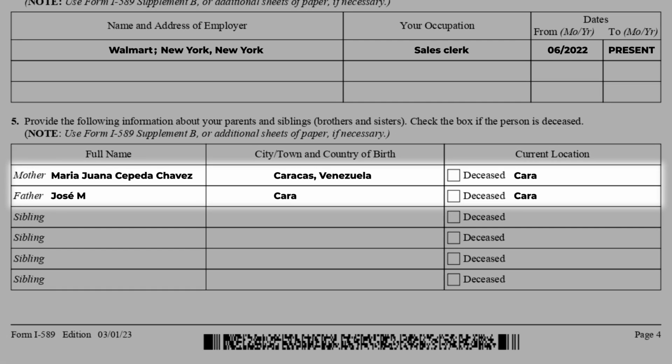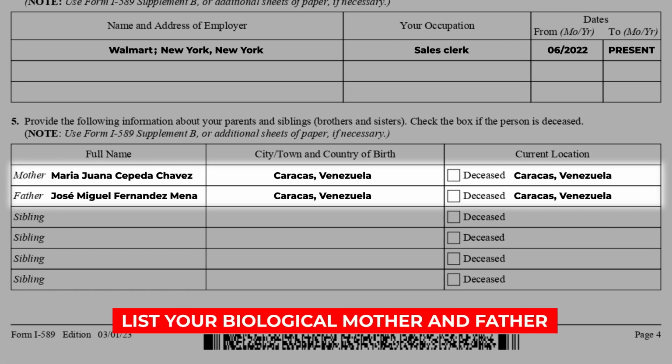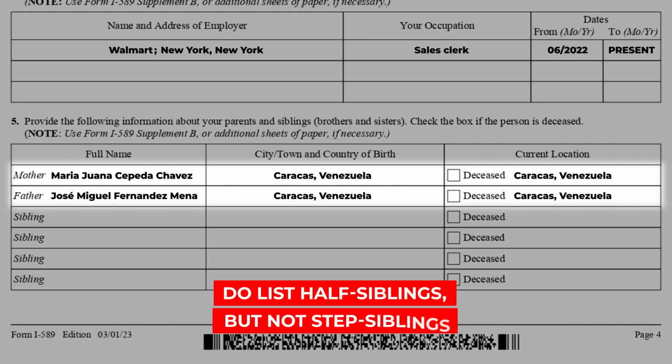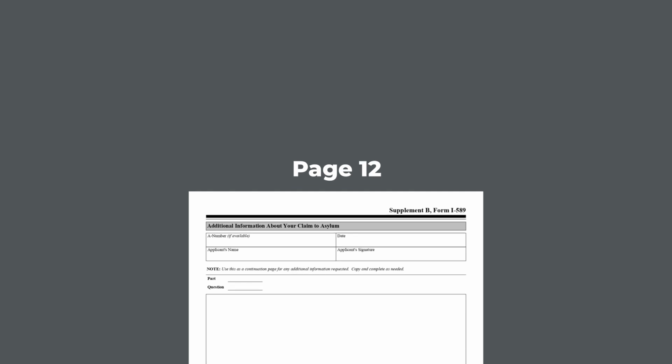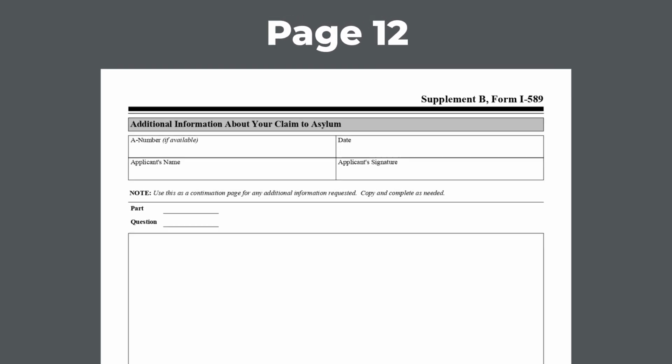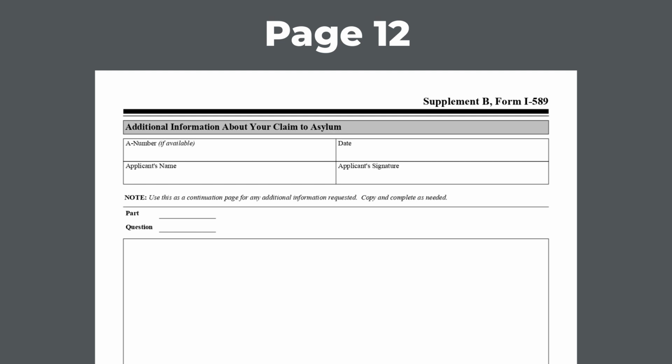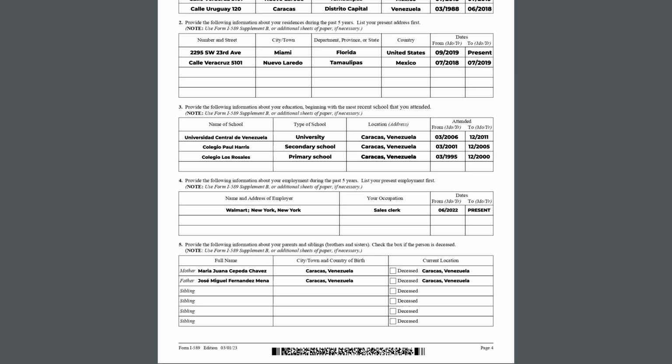A couple more notes. I think you should list your biological mother and father here, even if you don't know one or both of them, and even if you were adopted or raised by someone else whom you consider to be your parent. I do recommend that you list half-siblings, which is a sibling who shares one, but not both, of the same parents with you. I do not, however, think it's necessary to list step-siblings, which is someone who became part of your family through the marriage of one of their parents to one of your parents. Finally, note that there are only 4 lines here for your siblings. If you have more than that, you'll need to use the continuation page at page 12 of the application form to ensure you list all your siblings. All right, we're done with the family members.